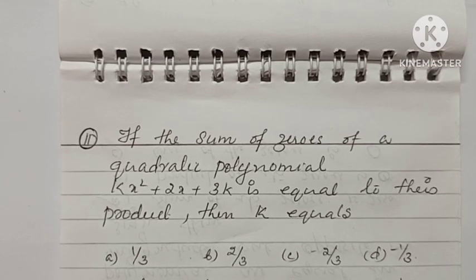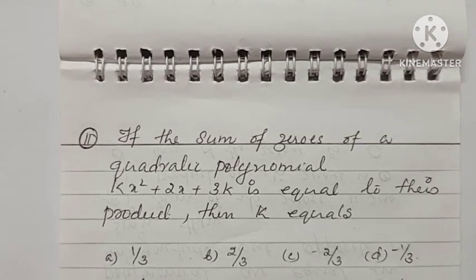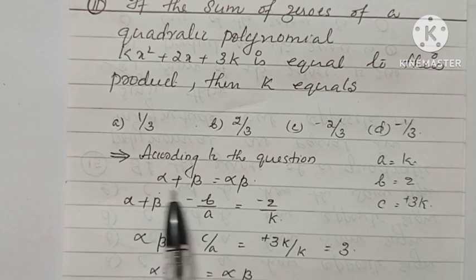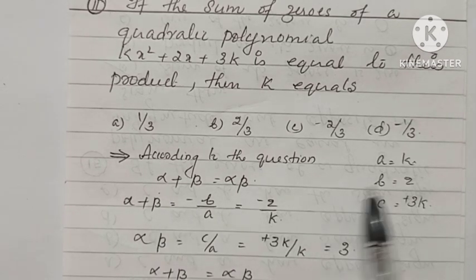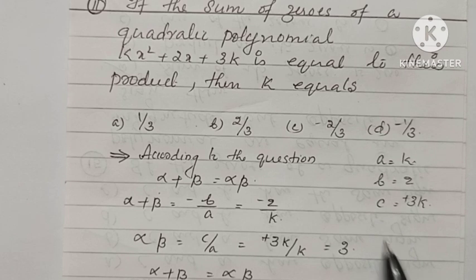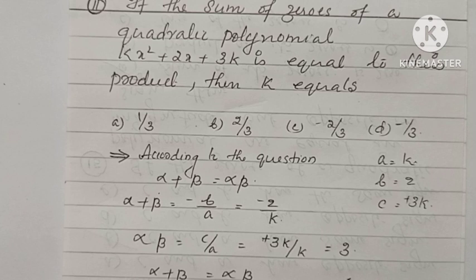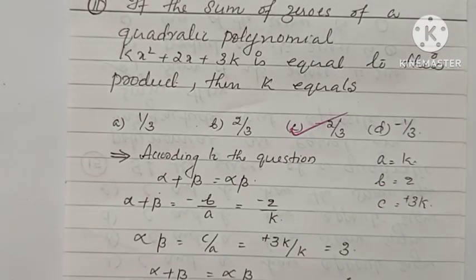If the sum of zeros of a quadratic polynomial kx squared plus 2x plus k is equal to the product, then k is equal to? In the question it is given that the sum is equal to the product. According to the question, sum of the roots is equal to product. Using a, b, c from the equation, substituting each value and solving, we will get k is equal to minus 2 by 3. Minus 2 by 3 is the correct answer.